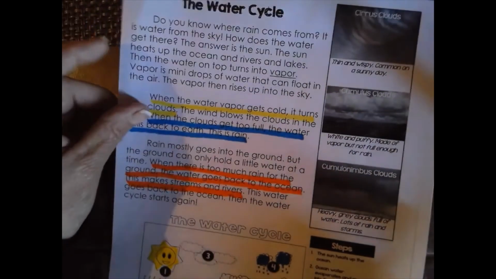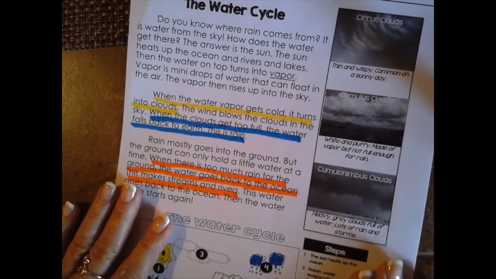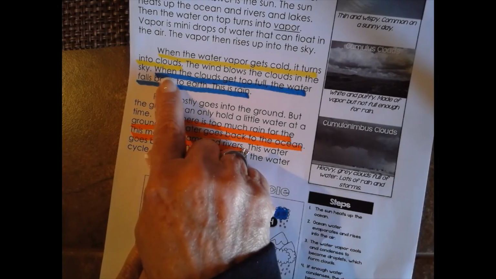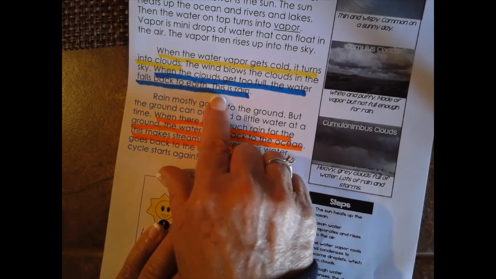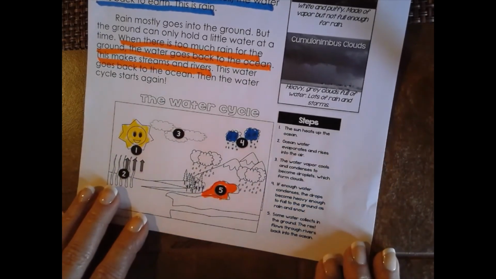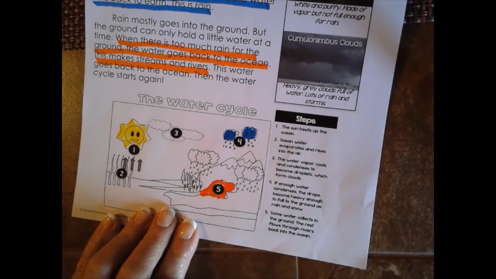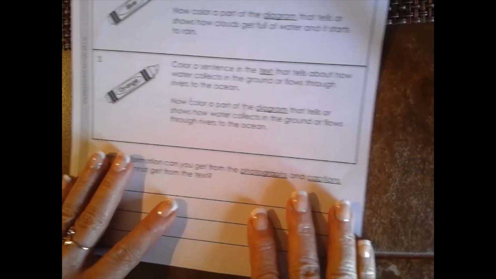So we turn back over, and the sentence that answers that best is down here. And it says, when the clouds get too full, the water falls back to earth. This is rain. And that is in our diagram right here where the precipitation is beginning. So we color that blue. Then we turn back to the last step, step number 3.